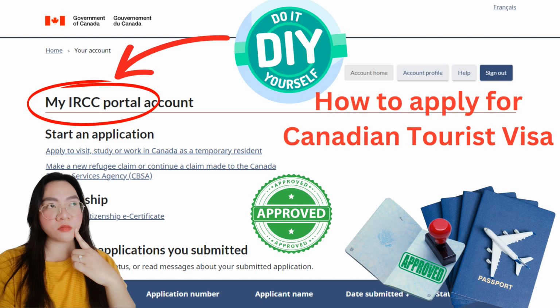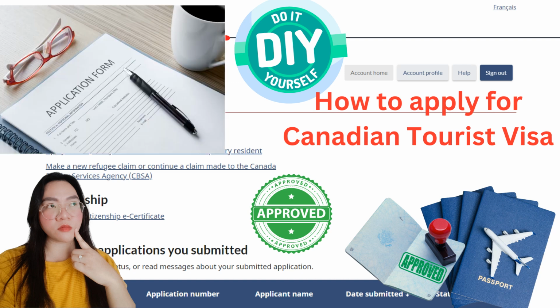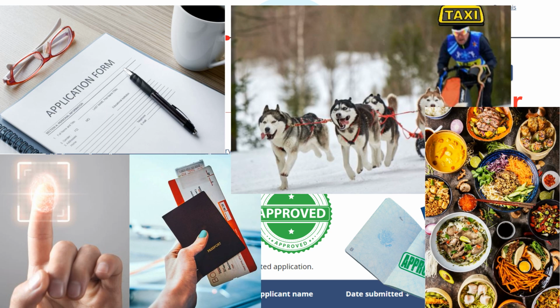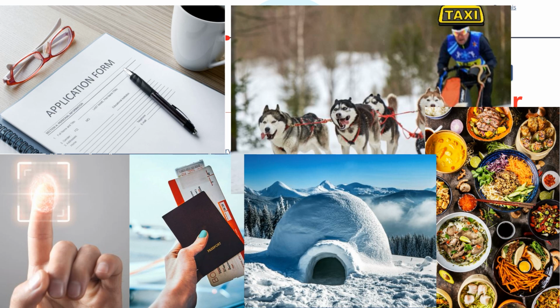For today's video, I'm helping you on how to process a tourist visa for Canada, do it yourself. Just want to let you know, guys, there is a difference when it comes to processing a tourist visa and a visitor visa. A tourist visa means you are the one who is covering or funding all your expenses, from the application fee, biometrics, airfare, transportation, food, accommodation, which is like your booking hotel, Airbnb, and so on and so forth.